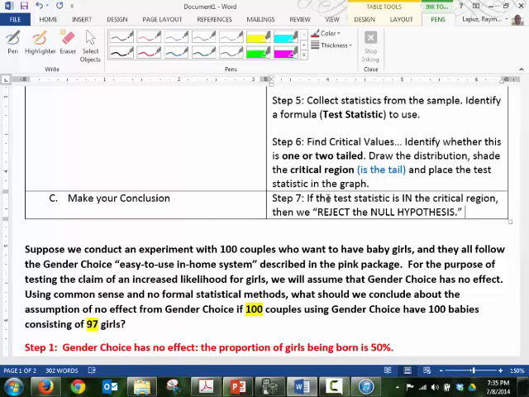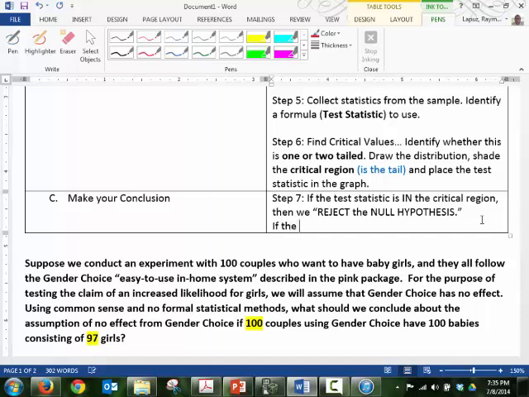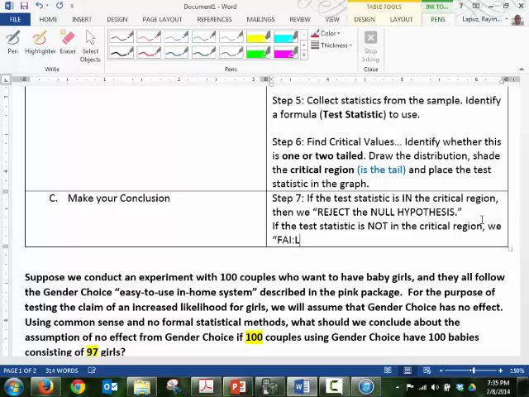We reject the null hypothesis. If the test statistic is not in the critical region, we do not accept it. We fail to reject. Hypothesis.